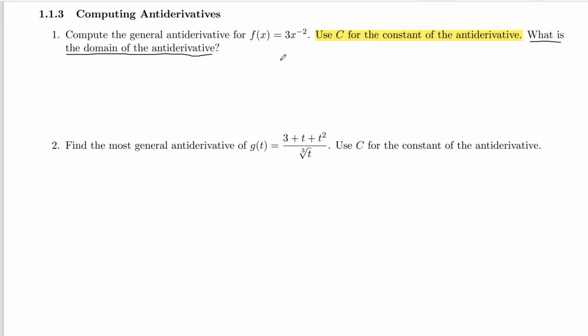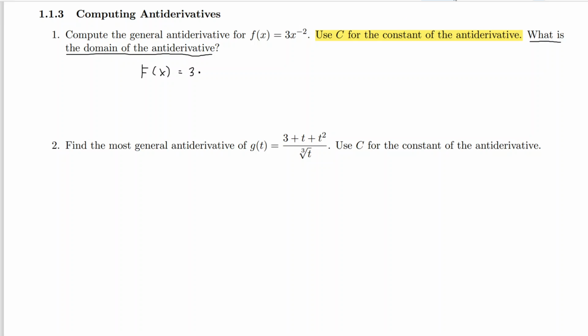Now, the antiderivative, it really depends on what you want to call it as far as notation. I'm going to use capital F. So capital F of x equals, well, what is the antiderivative of f of x? Like with derivatives, I'll just remind you, we leave numbers that multiply functions alone. So this 3 is going to be left alone. And then we want to do the antiderivative of x to the negative 2.